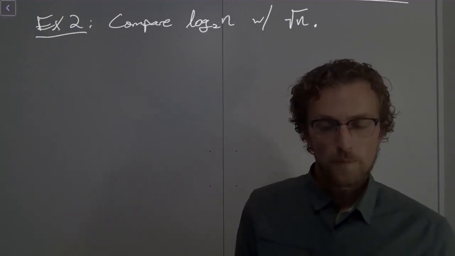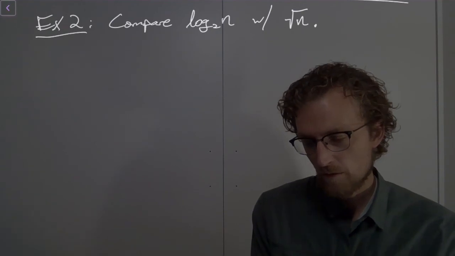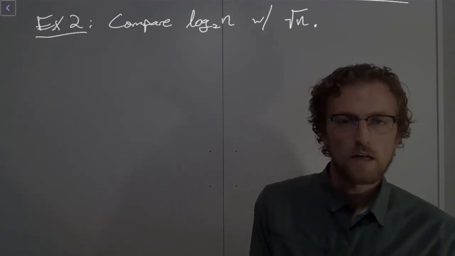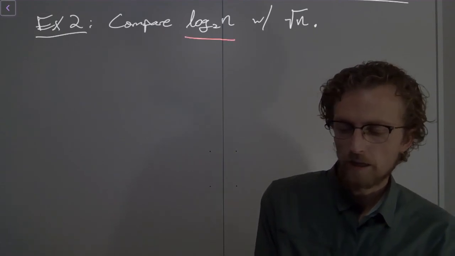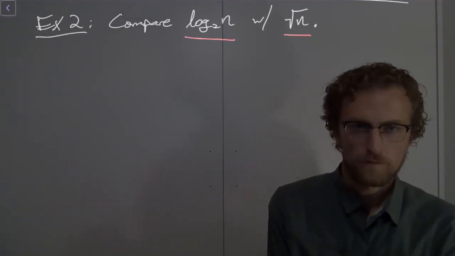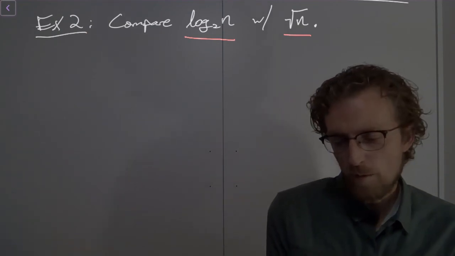So here's another example. This is a really important one. It's really important to know the relationship between these two. So what we want to do is, in an asymptotic sense, sort of in a big O sense, we want to compare log n with the square root of n, right? And understand which one of these grows faster. We know they both look similar.